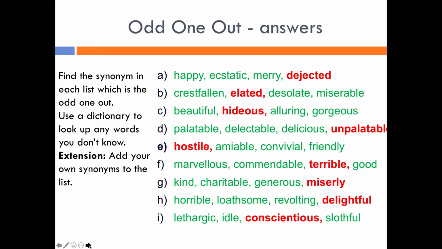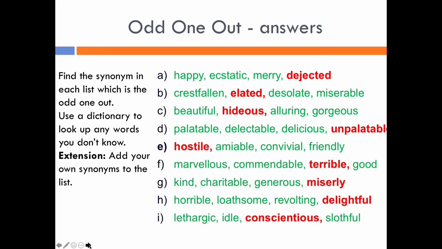So someone unhappy or sad, although a stronger emotion than that. Whereas elated has the same meaning as happy or ecstatic. So if you're elated, you're very, very happy about something. And in terms of a synonym for the other words, crestfallen, desolate, miserable, depressed would work, dejected, unhappy, all those have a similar meaning.